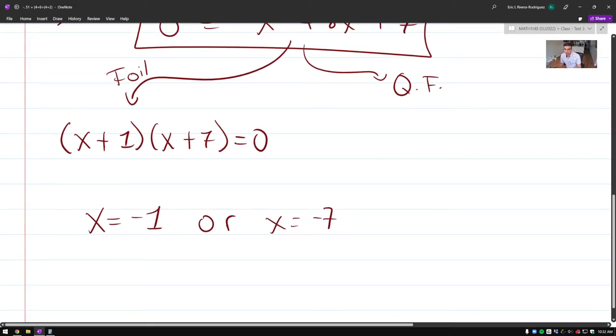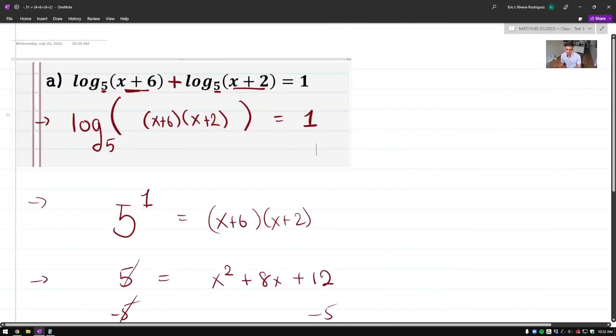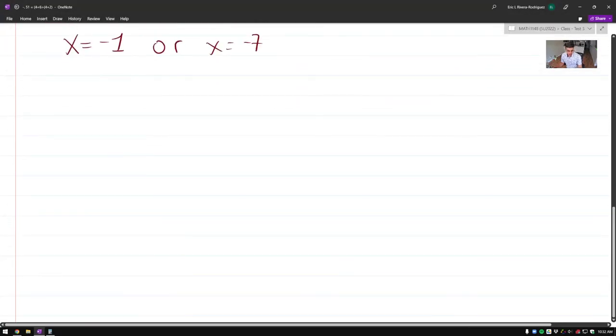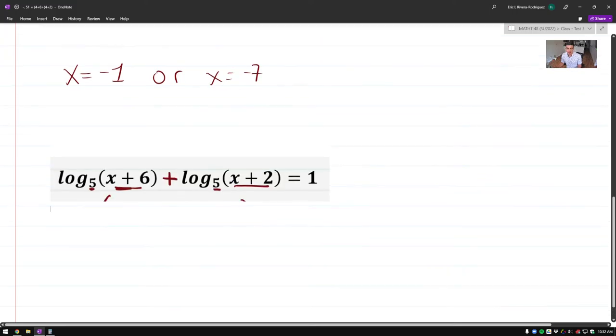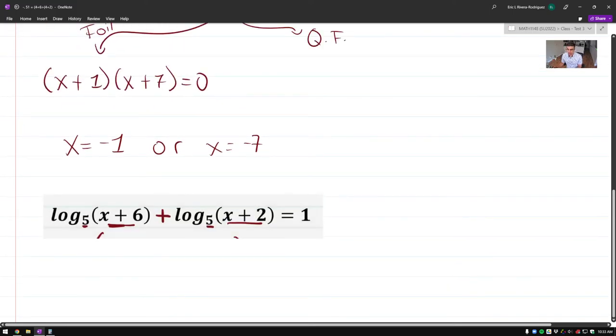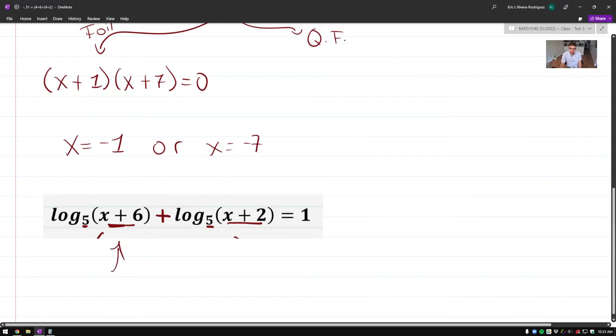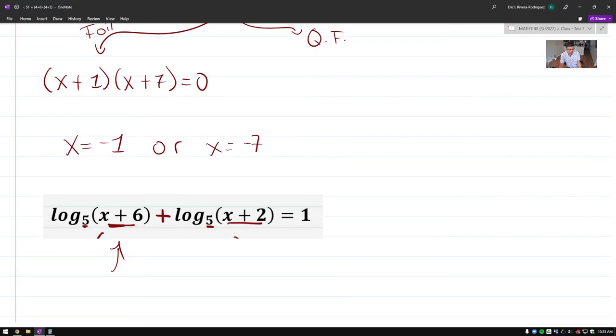Why? Because we need to make sure that whenever we plug that into our equation, we are not outside of the domain of the two logarithmic functions. So if we plug in negative 1 here, we are good because negative 1 plus 6 is positive 5, so it's a positive value. If we plug in negative 1 in the second logarithmic function as well, we are going to be good because we have a positive value in the argument. Negative 1 plus 2 is positive 1.